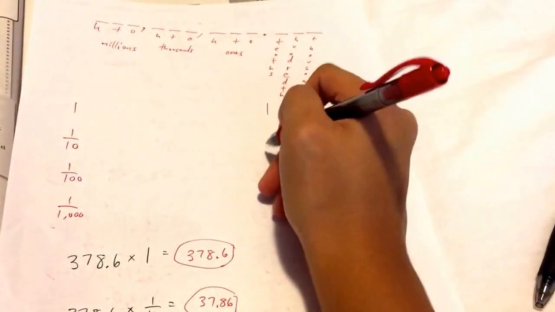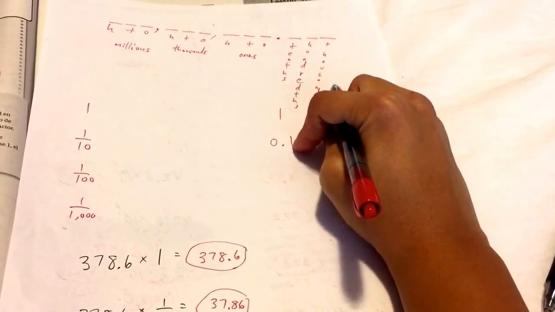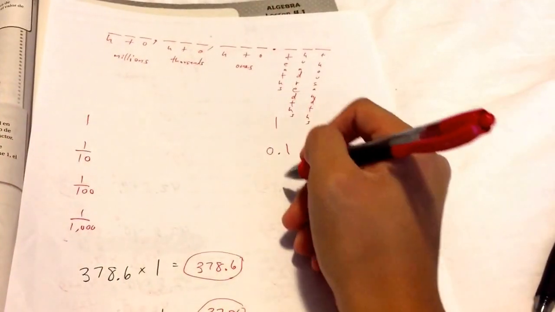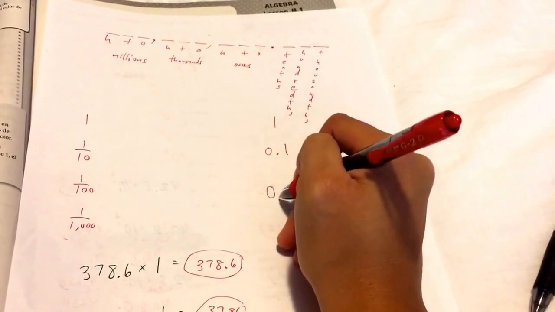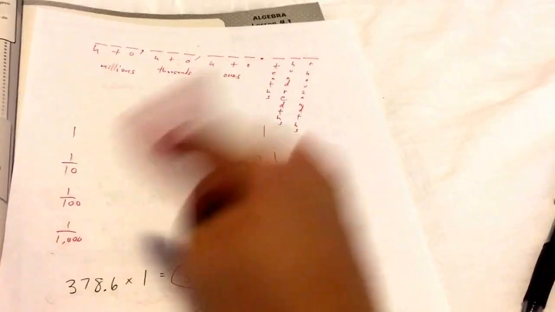So if you're to put 0.1, this is the ones, that's the tenths. These two are equivalent. For the next one, for the hundredths, you'll have 0 decimal, nothing in the tenths, 1 in the hundredths. These two are the same.